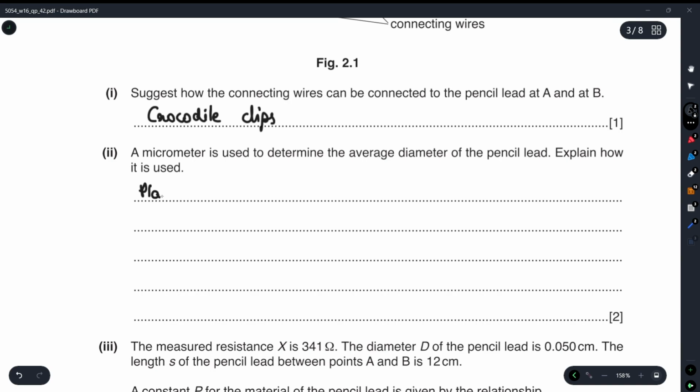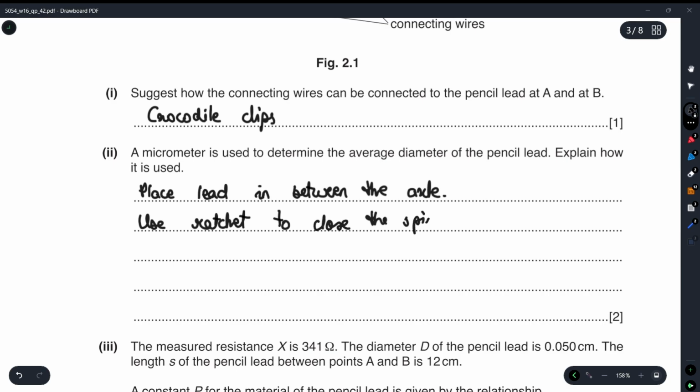Place lead in between the axle. Use ratchet to close the spindle. Measure at multiple points and average.